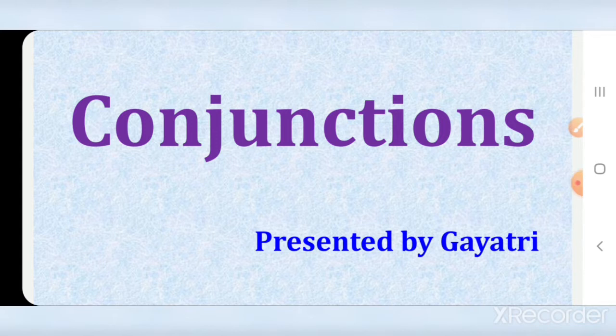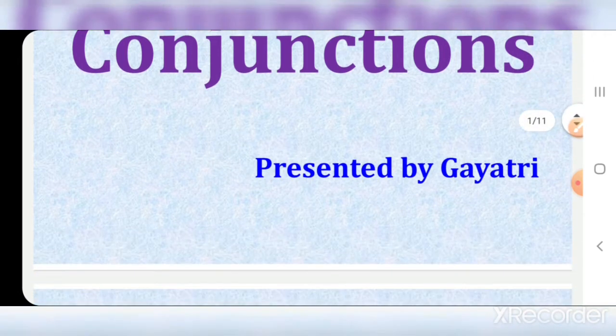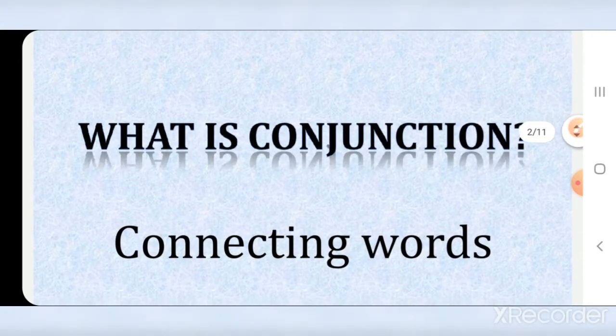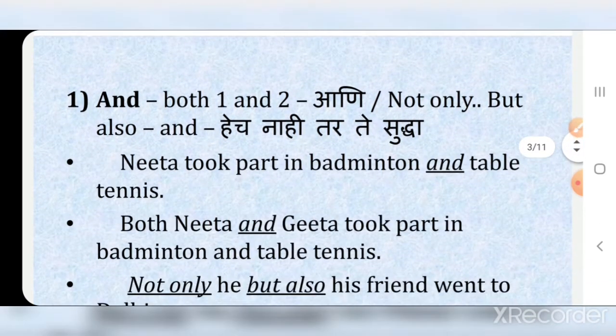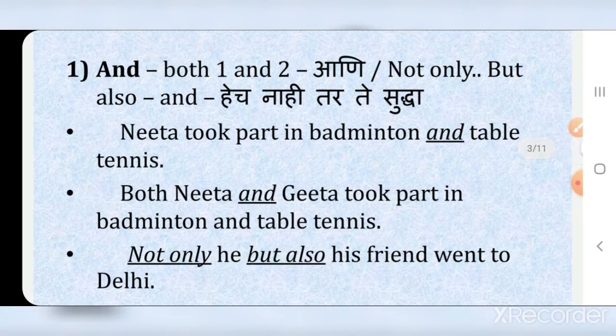We have been learning parts of speech and today we are going to learn conjunction. Conjunction is nothing but a connecting word. It connects two words, two sentences, two parts of sentences or clauses. So let's get started with conjunctions. Our first conjunction is and.